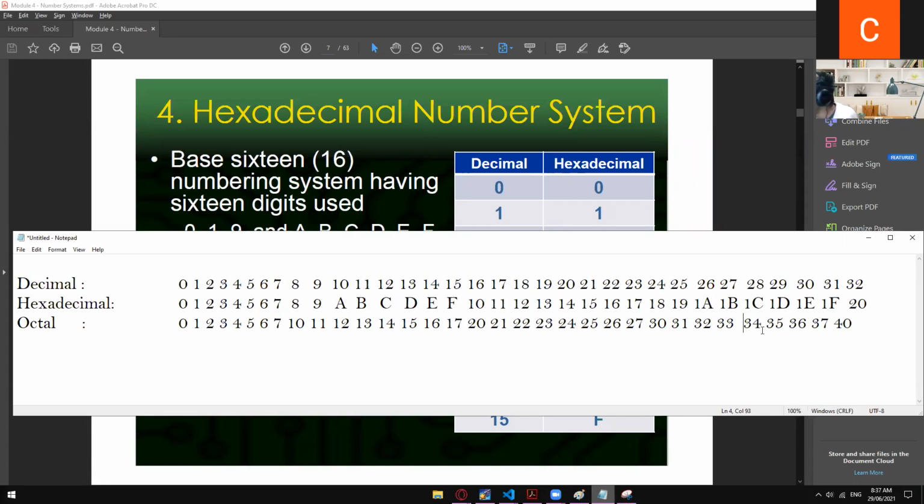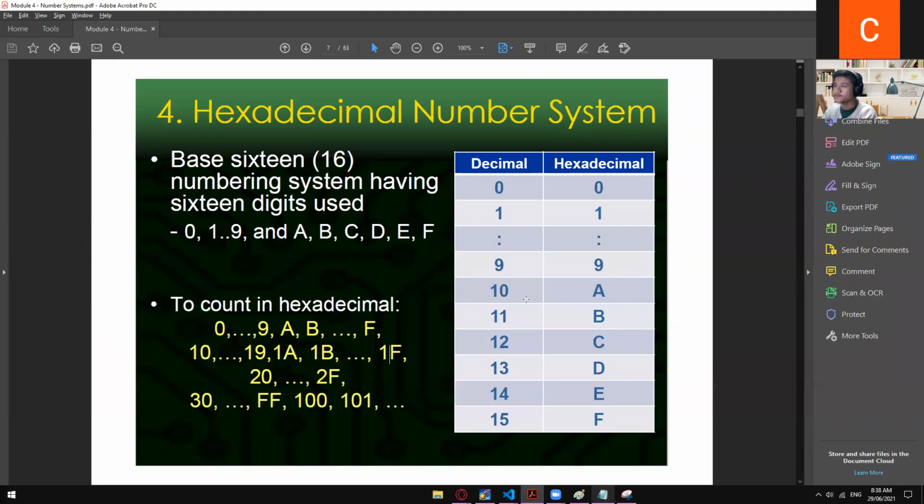So let me just align this one again. There you go. Okay. So are we clear so far regarding this one? When it comes to decimal to hexadecimal, decimal to octal, or vice versa, octal to decimal, and so on and so forth. So any other questions so far? Okay, all right. So that's the representation from decimal to hexadecimal.